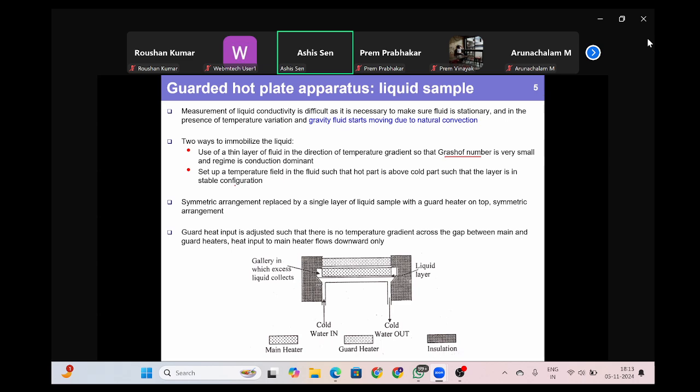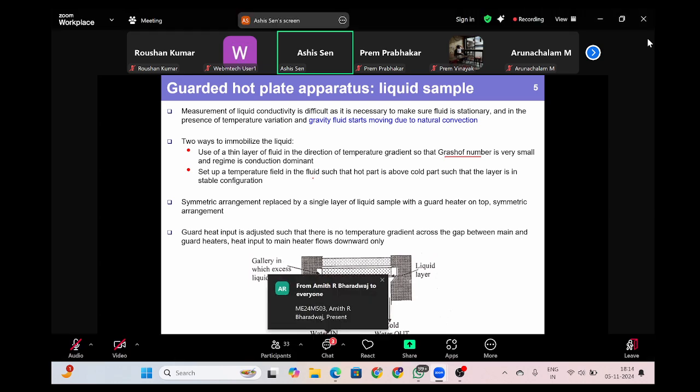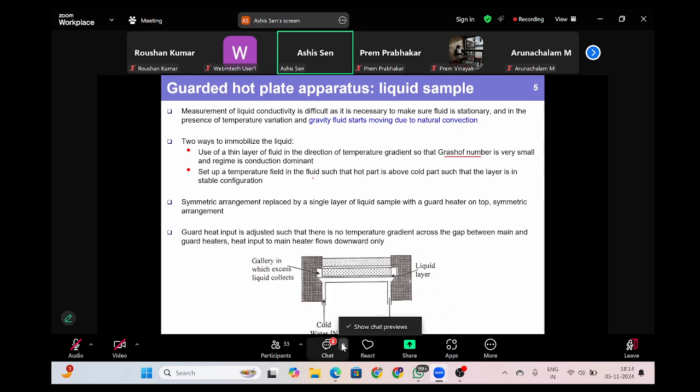In addition, you can also ensure that you use some kind of configuration where the hot part is above the cold part. Okay. See, if the hot part is below the cold part, then the temperature gradient is going to be in the upward direction, and the movement is going to be very strong. But when the hot part is above the cold part, that means the density is lower in the upper part than the lower part of the fluid or the gas. It is called a stable configuration.